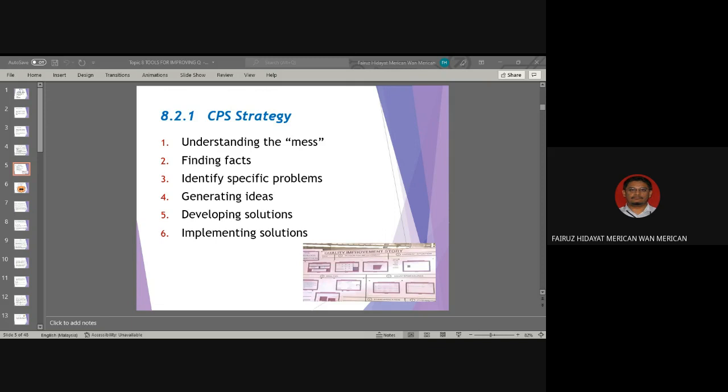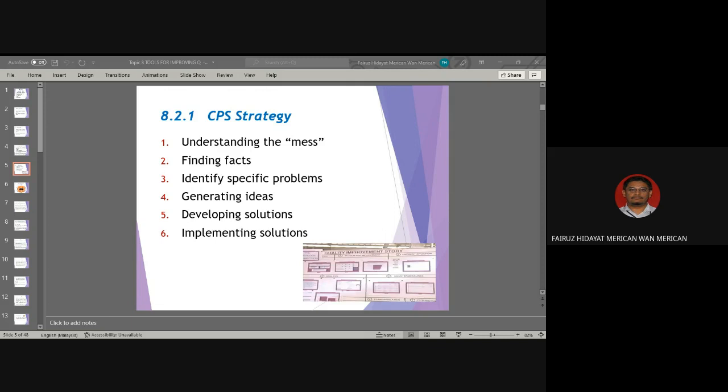So you find the facts or collect data and information regarding the problem. And then the third strategy is to identify the specific problem. The second strategy is to find the overall cause, and thirdly, you identify the specific problem related to the product or service. So what exactly is the problem faced by that product?